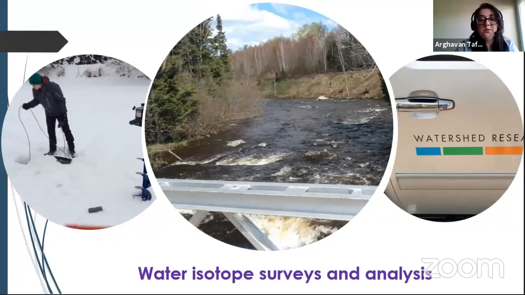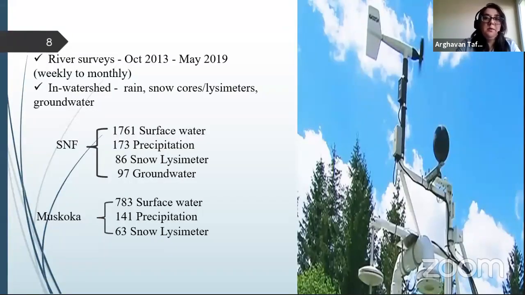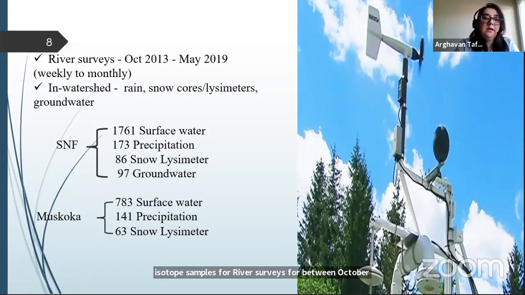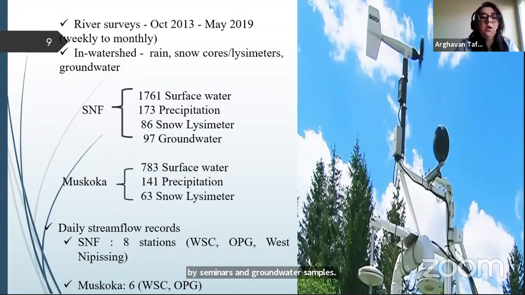For water isotope surveys and analysis, I had stable water isotope samples for river surveys between October 2013 and May 2019 for SNF and Muskoka watersheds. The samples were collected weekly to monthly. Also, I had rain, snow course, snow lysimeter, and groundwater samples across SNF and Muskoka watersheds, and you can see the numbers here. Moreover, I used daily streamflow records. I had 8 stations across SNF and 6 stations across Muskoka watersheds whose data I used.